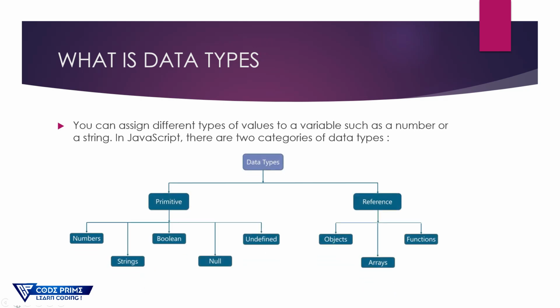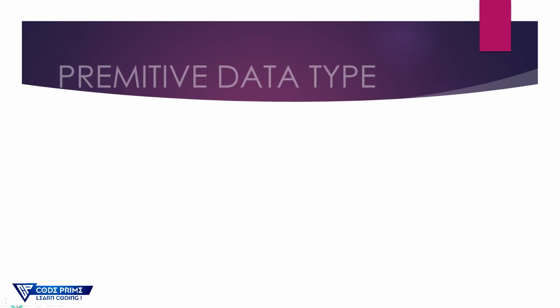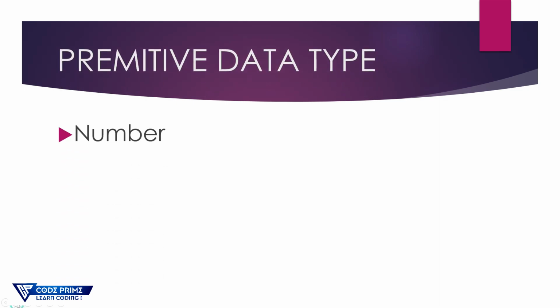If we take the fundamentals of data types, these are the two types: primitive and reference. The primitive category has a total of five types, and the first is number, which is basically a number like 1, 2, 3.